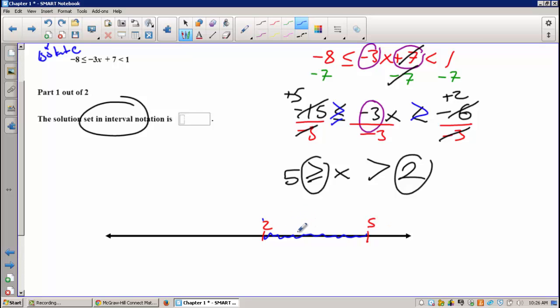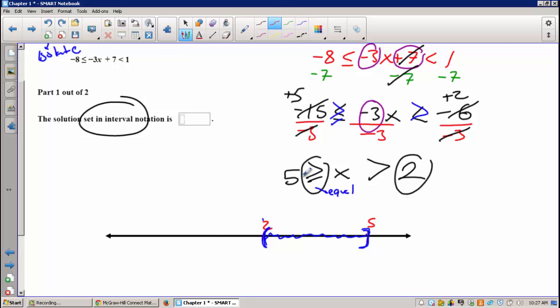Okay? The question is, are we going to count the endpoints in? Are we going to include them or not? I think one of them will be included. Which one? 5, because you have an equal sign here. So I will count 5 in the region but exclude 2. You're definitely more than 2 but you may be equal to 5.